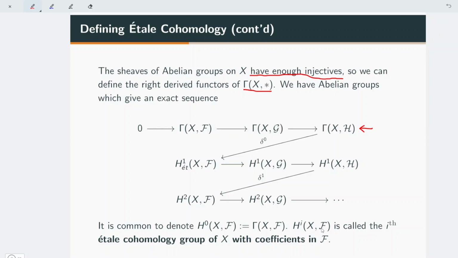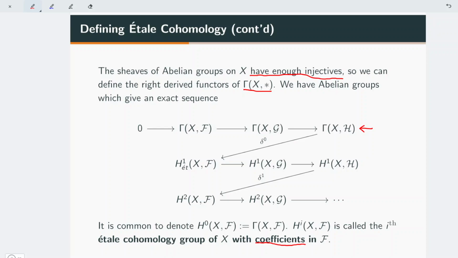So Hi of X and F, I already used this terminology, but just to make it official, it's called the ith Etale cohomology group of X with coefficients in F. So this use of the word coefficients is kind of just an artifact of the history of the theory. It's not actually like an algebraic coefficient, so don't take it too seriously. But it is what people say.